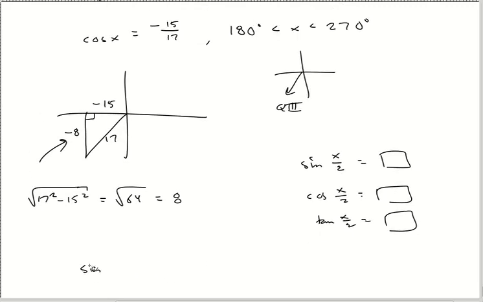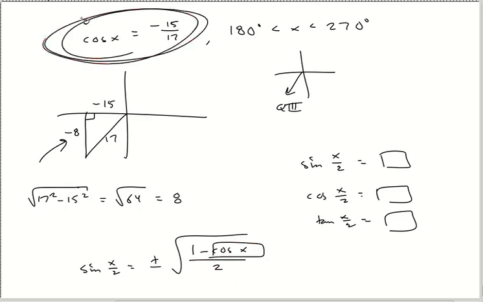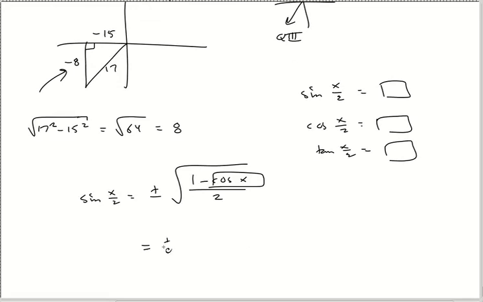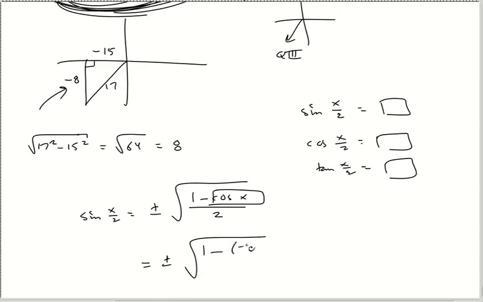Just very repetitive. That's all it is. Well, basically, this is going to be a plus or minus the square root of 1 minus cosine of x, all over 2. Notice that it says cosine of x, and that's going to be the theme throughout all of these formulas. We already have it. In fact, this 8, this whole picture here is not needed. I'm going to keep it just in case, but I should be able to just simply plug in this negative 15 over 17 into each of these formulas, and we get an answer.